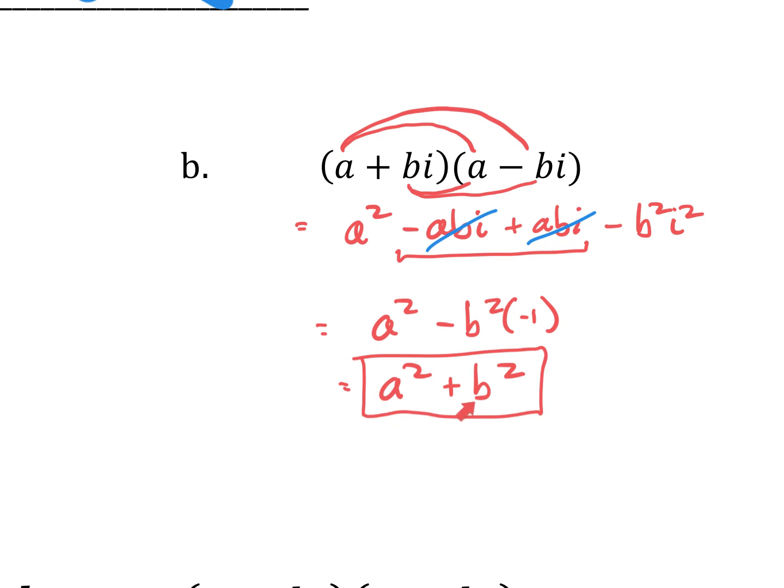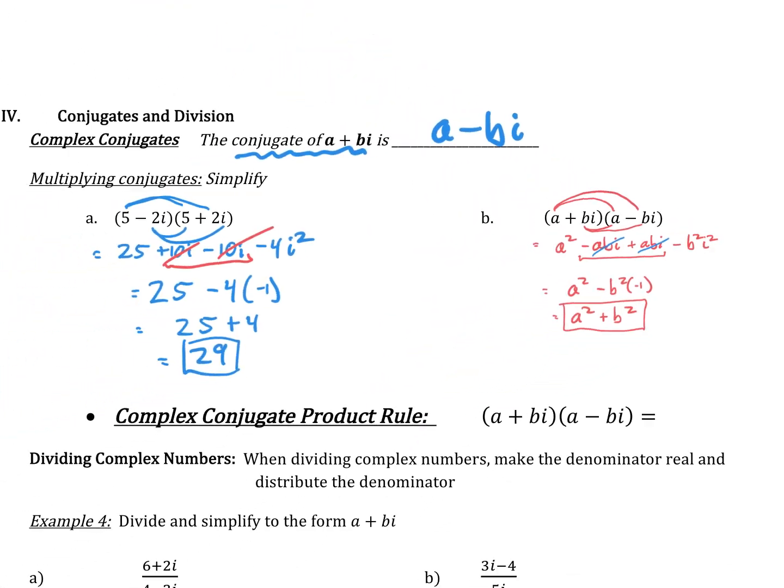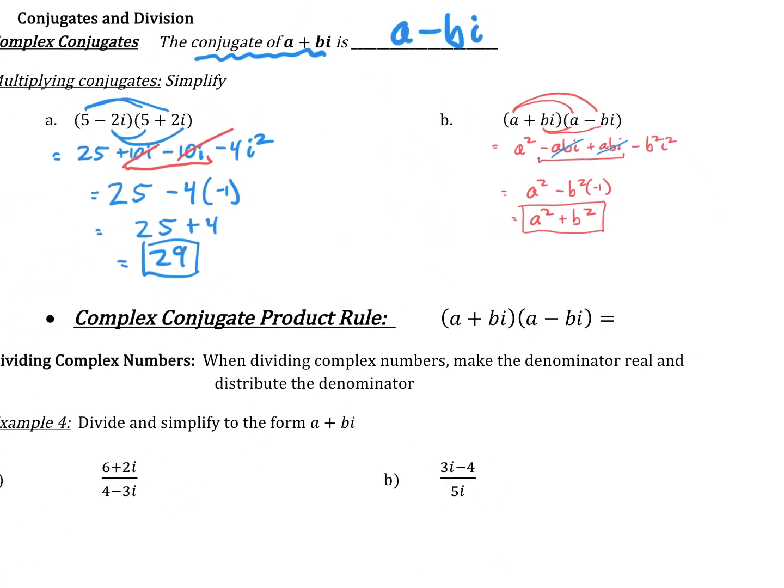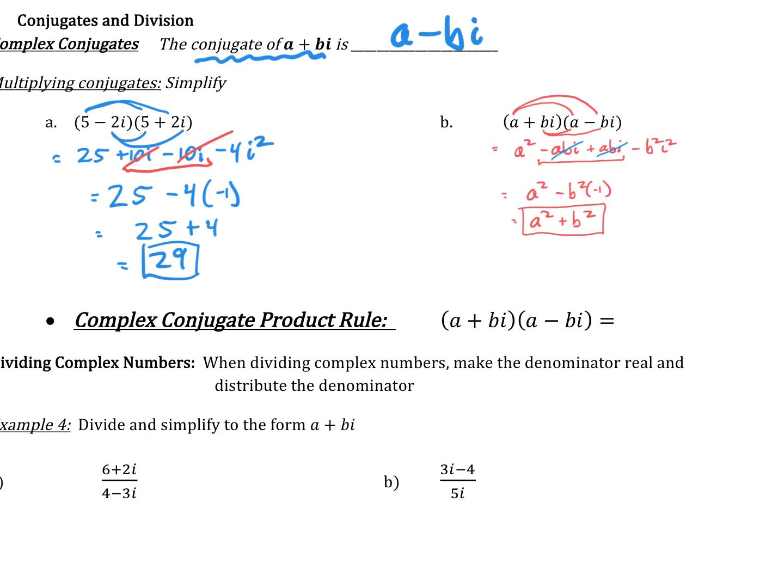They could be 5 and 6, or 2 and 3, or a negative number, or whatever. But the key is this. We started with a complex number times a complex number, and we end up with no i's. So this represents a real number. Okay, no i's. And so this gives us what we call our complex conjugate product rule. So if we have a plus bi times a minus bi, we get a squared plus b squared. Okay, you'll notice this is the imaginary version of a difference of two squares, but this is the sum of two squares. Okay, we get imaginary numbers here.